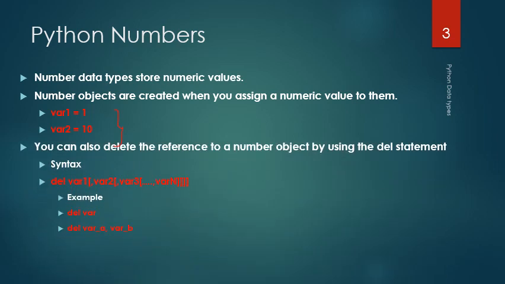It is possible to delete the reference to a number object by using the del statement, and the syntax is given here. del var1, var2, var3, ..., varN. We can delete n number of variables at a time using a single del statement. And these two are the examples given. del var deletes a single variable. del var_a, var_b deletes two number objects.